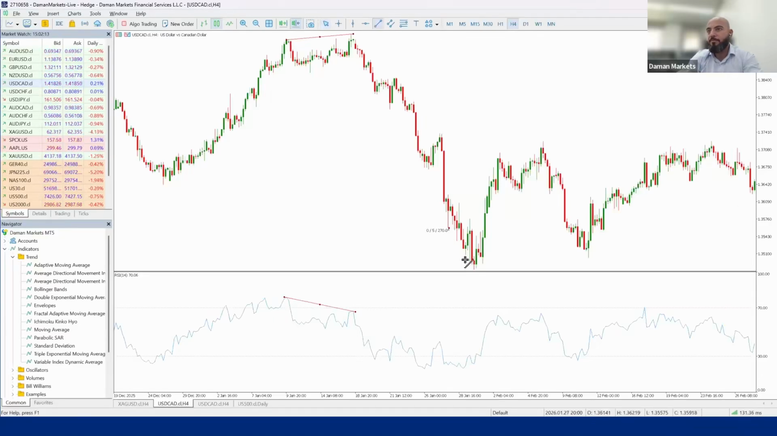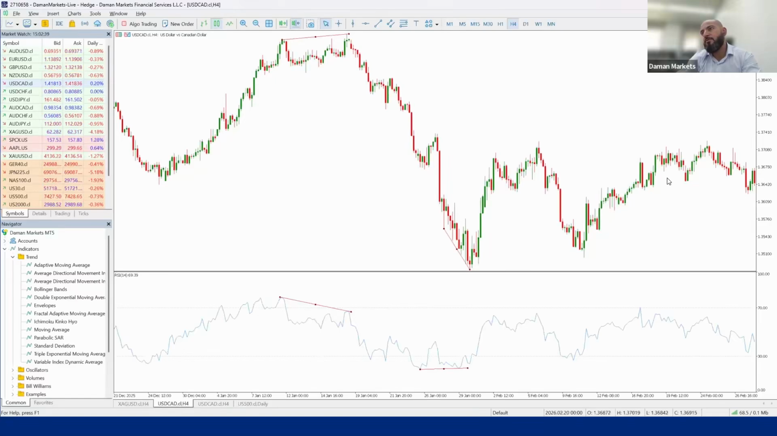Look here, prices are dropping to new lows. The oscillator made a higher bottom, the end of the downtrend and the beginning of a new upward move.